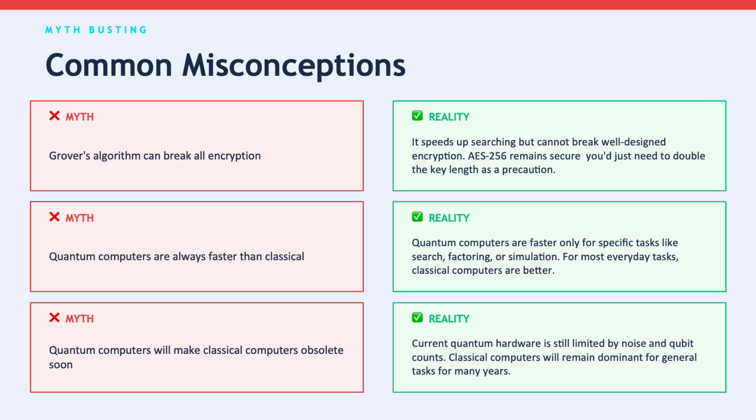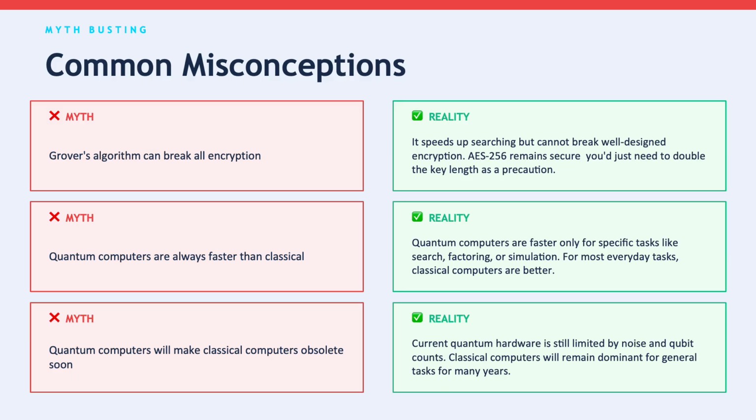The common misconceptions. One of the most common myths about Grover's algorithm is that it can break all encryption. That is not true. While Grover's algorithm does speed up the process of searching for encryption keys, it does not break well designed encryption systems. For example, AES-256, which is the encryption standard used to protect most sensitive data today, remains secure. You would have just needed to increase key length as a precaution.